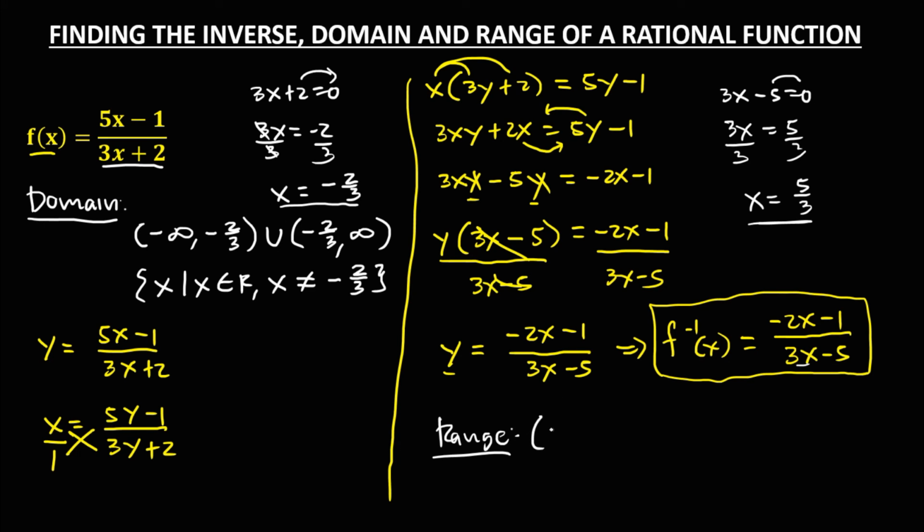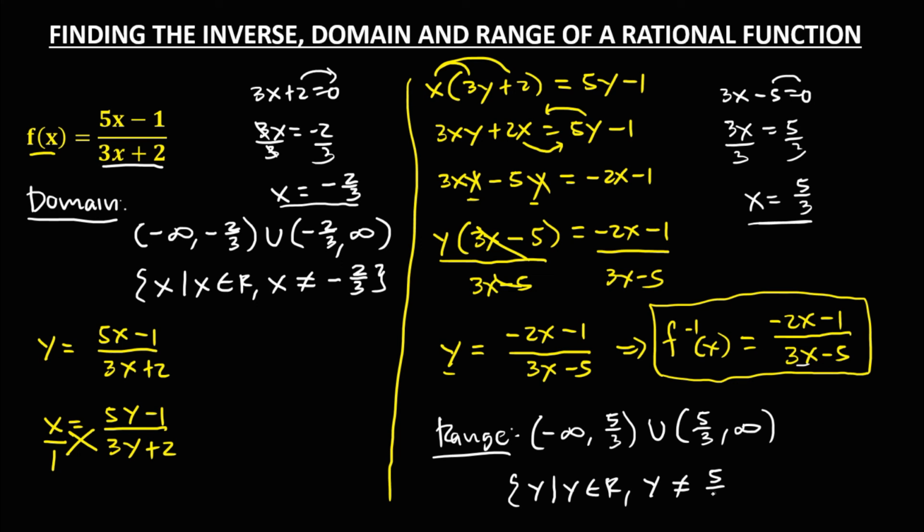So therefore the range is from negative infinity to positive 5 over 3, then union positive 5 over 3 to positive infinity. Or for the range, change this x to y. So y such that y is an element of the real numbers and y is not equal to positive 5 over 3.